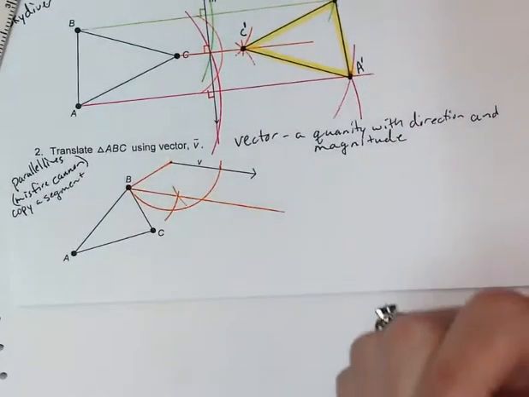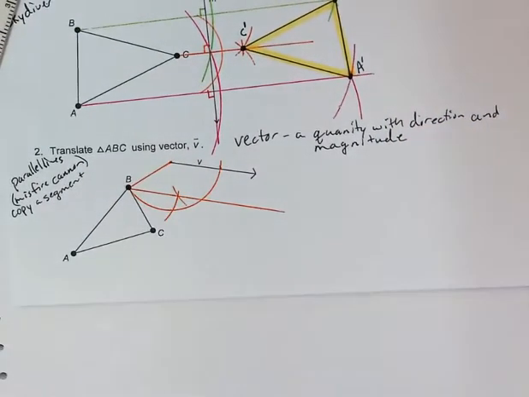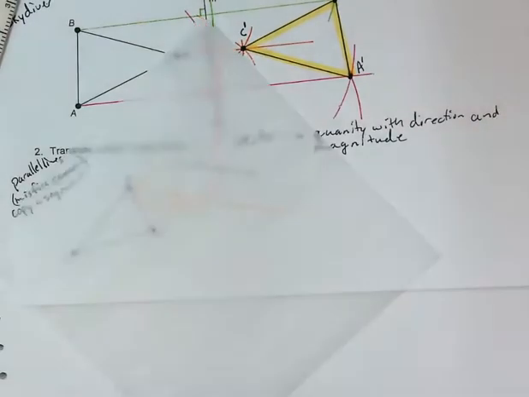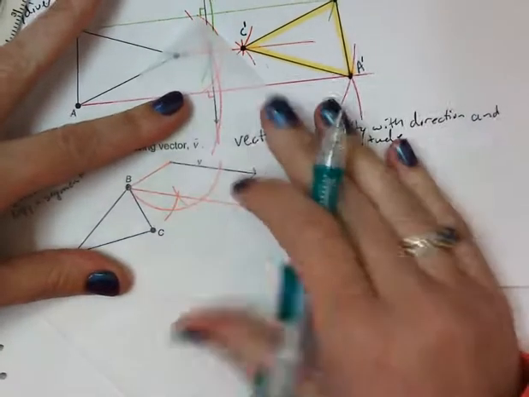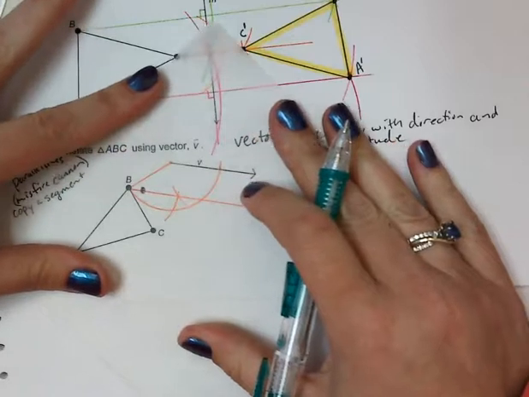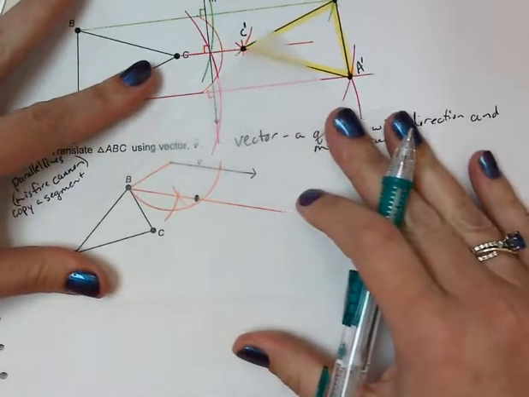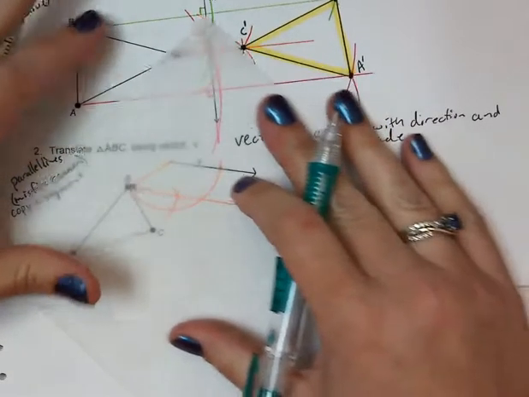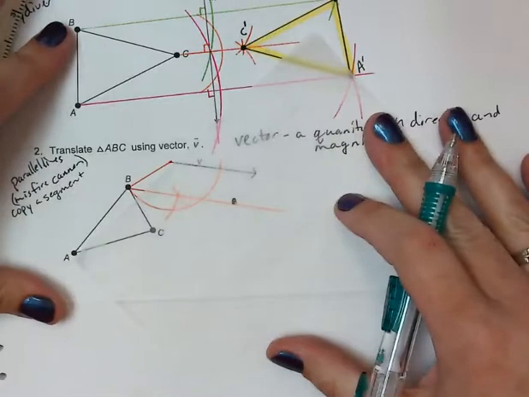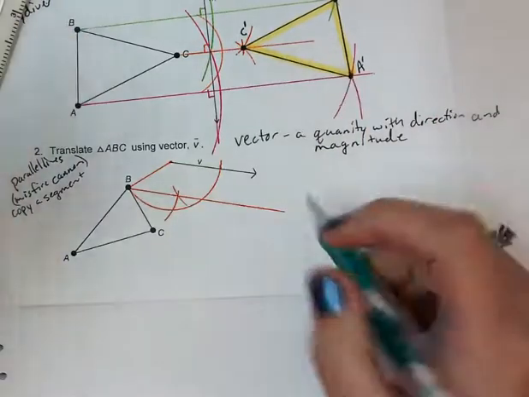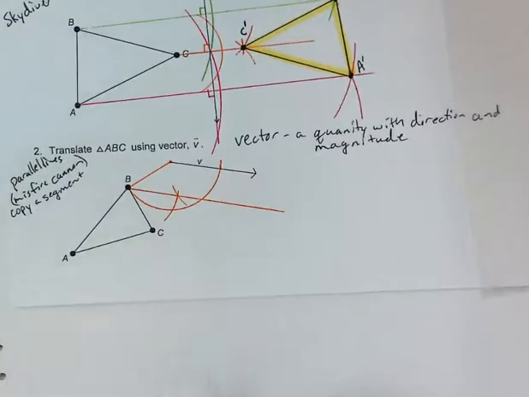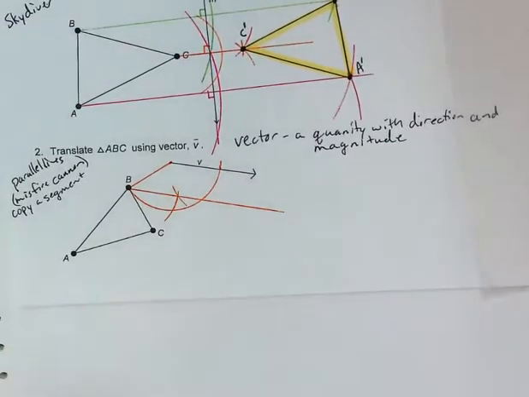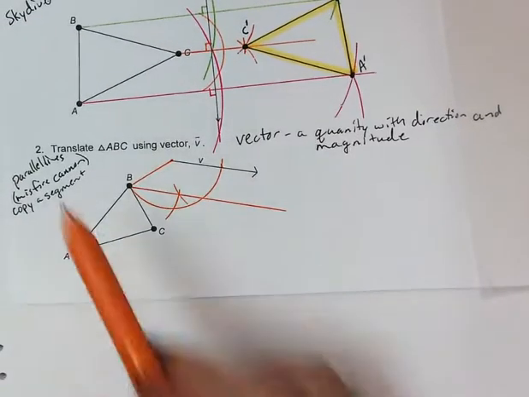So what it's going to look like as we do this translate is B will slide along that parallel line. Now the problem is we don't know how far B ends up sliding. Okay? And that's where our copy a segment comes in. Okay, so we have completed the part of the parallel lines construction that we're going to use, and we're going to move on to the copy a segment of this.